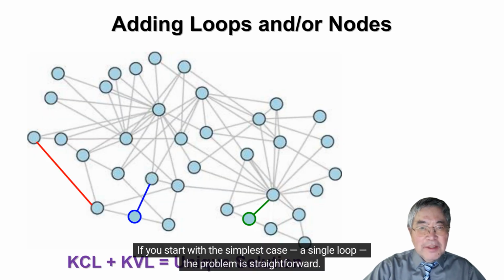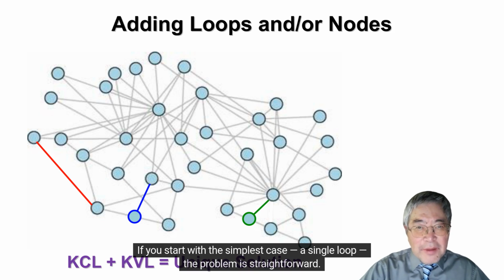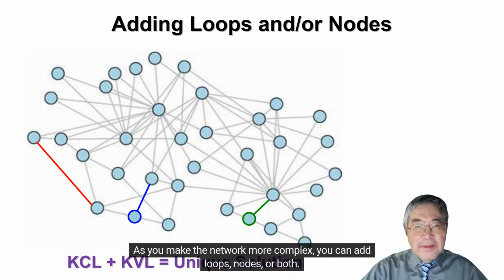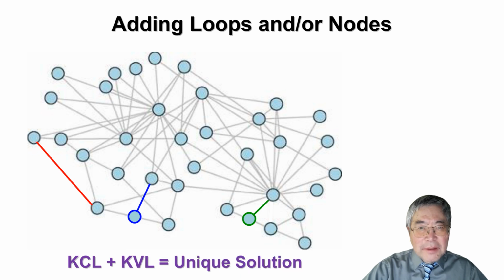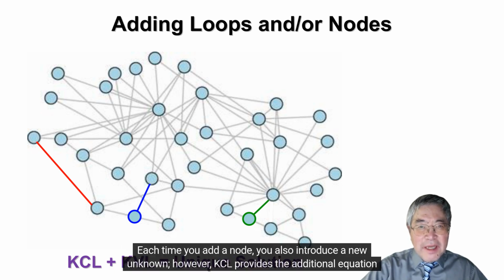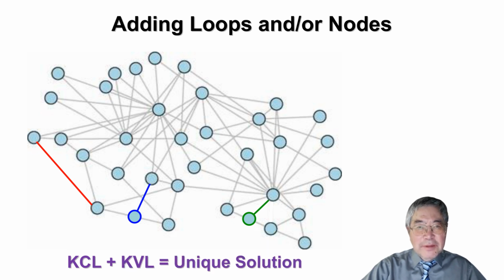If you start with the simplest case, a single loop, the problem is straightforward. You can solve it directly, just like using Ohm's law, voltage equals impedance times current. As you make the network more complex, you can add loops, nodes, or both. Each time you add a loop, you introduce a new unknown, but KVL gives you one more independent equation to match it. Each time you add a node, you also introduce a new unknown. However, KCL provides the additional equation needed.